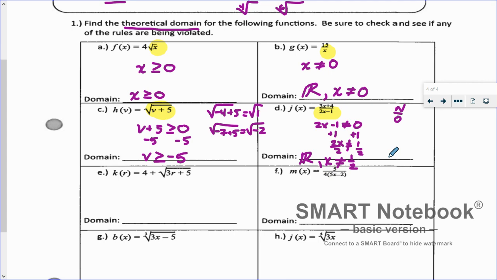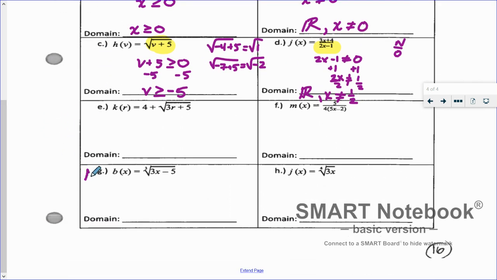So notice how I set these up. If it's a square root, I take what's inside the square root and make it greater than or equal to 0. If it's a denominator, I say that it cannot equal 0. Those are the two setups. What's inside the square root has to be greater than or equal to 0, or if it's a denominator, the denominator cannot equal 0. I want you to keep your eyes peeled for G though. Something interesting is happening with G, so you need to think carefully for that one.